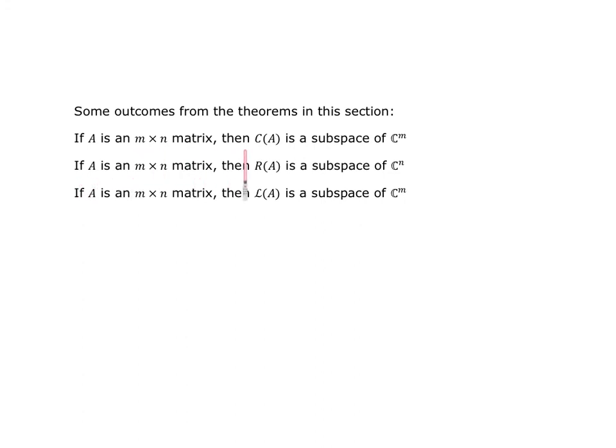These are the outcomes from this section. If A is an m by n matrix, then the column space is automatically a subspace of C sub m if my entries come from the complex numbers. If my entries come from the real numbers, then that's true for R sub m. If A is an m by n matrix, then the row space of A will be a subspace of C sub n, unless of course my entries come from the real numbers, and then that would be R sub n. If A is an m by n matrix, the left null space will be a subspace of C sub m, unless of course I am talking about the real numbers, and then it would be R sub m.